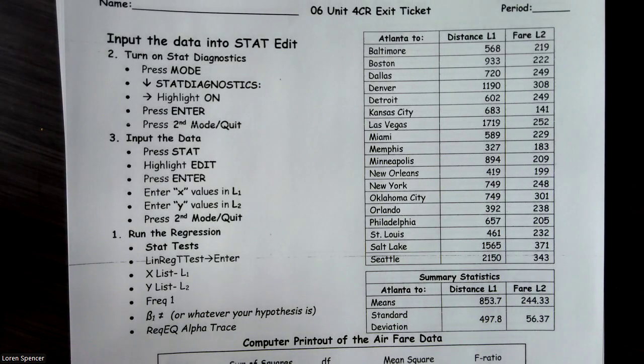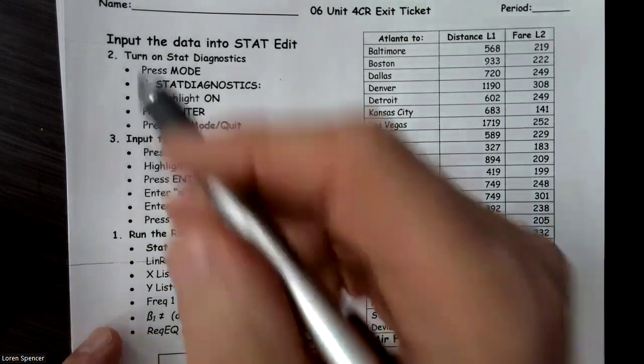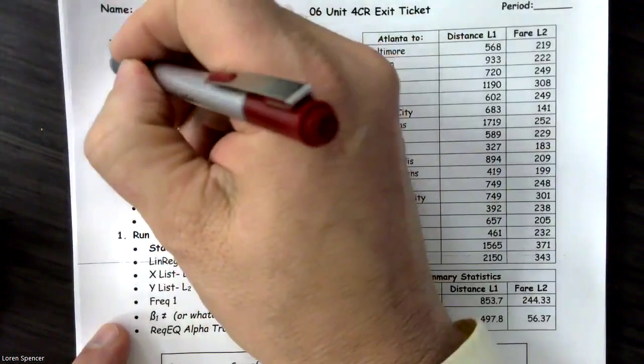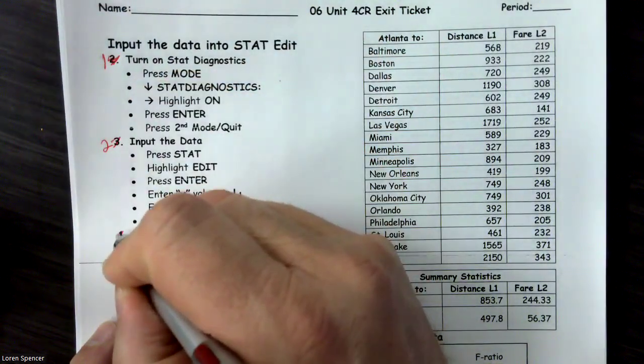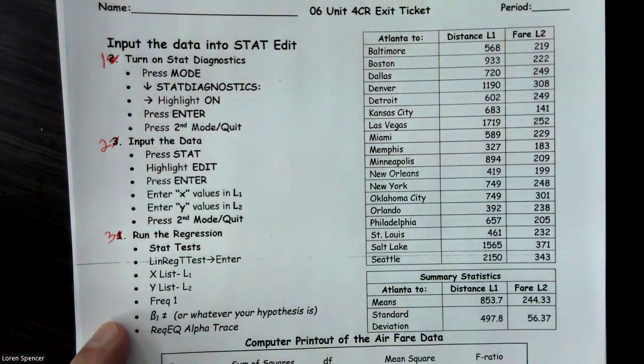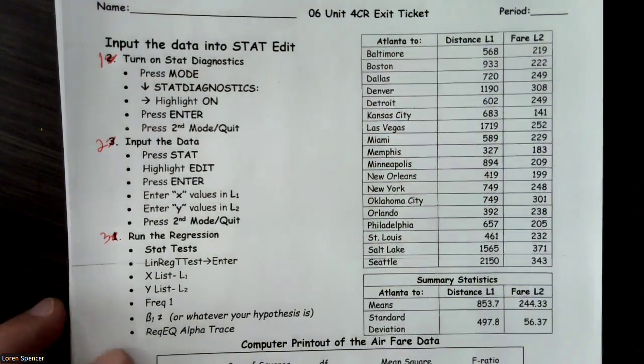So, this is the exit ticket, and I have to apologize. The numbering right here is all messed up. This should be number one, this should be number two, and this should be number three. So, I want to go through a couple things on the calculator first.